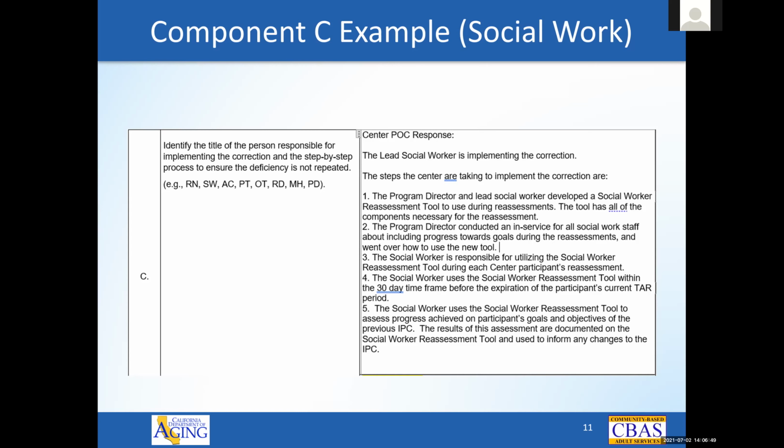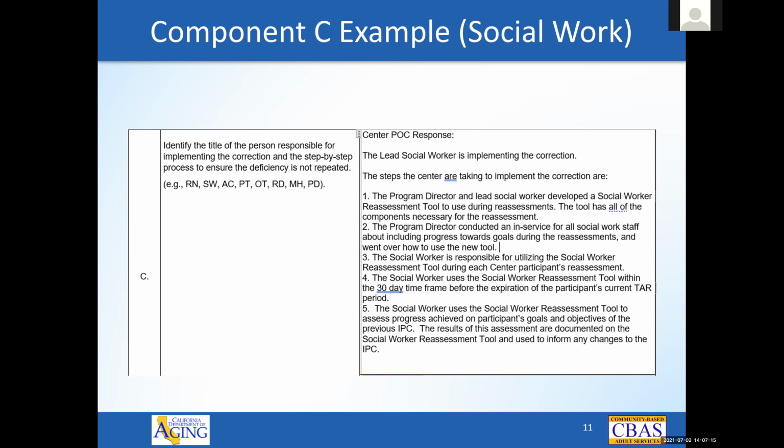And then on top of that, the program director conducted a training for all social work staff, not only about including progress toward goals during the reassessments, but they also trained on how to use the new tool. So centers can't just develop a new tool and not train their staff on how to use it. That's a very essential component whenever a new procedure is implemented.